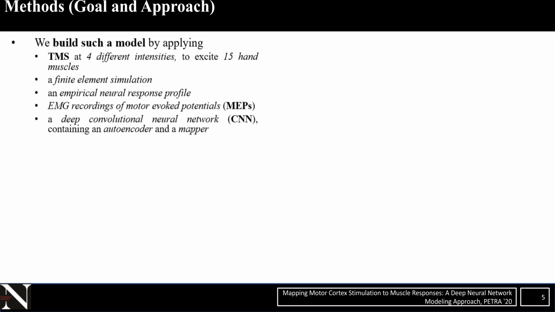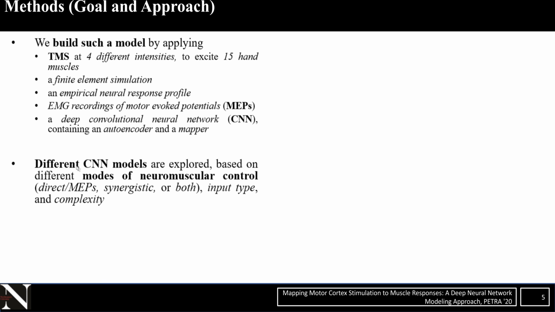Methods. First, we want to build such a model by applying TMS at 4 different intensities, or resting motor thresholds, to excite 15 muscles in the hand. We use a finite element simulation to reconstruct those electric fields, an empirical neural response profile, which we might or might not use, electromyograph records of motor evoked potentials indicating the muscle activations, and finally a machine learning technique, which is a deep convolutional neural network containing an autoencoder for obtaining low dimensional representations and a corresponding deep network mapper.